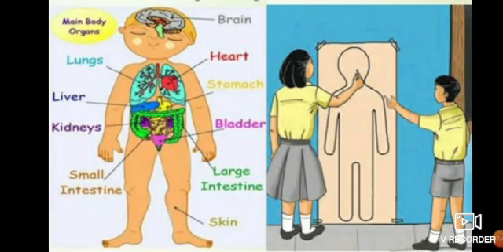Now, can you point out the right places or right location of the following organs such as the brain, lungs, heart and stomach? Where will be the brain? Where will be the lungs? Where will be the heart? And where will be the stomach?